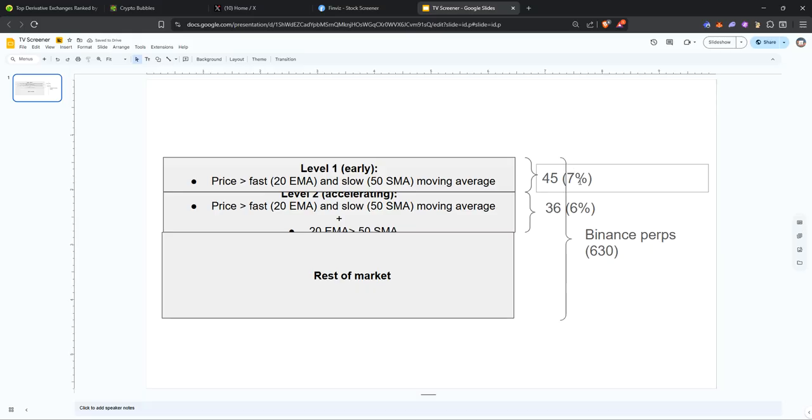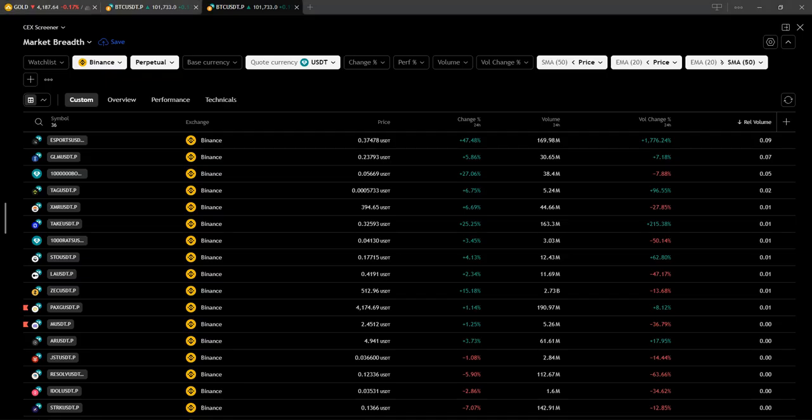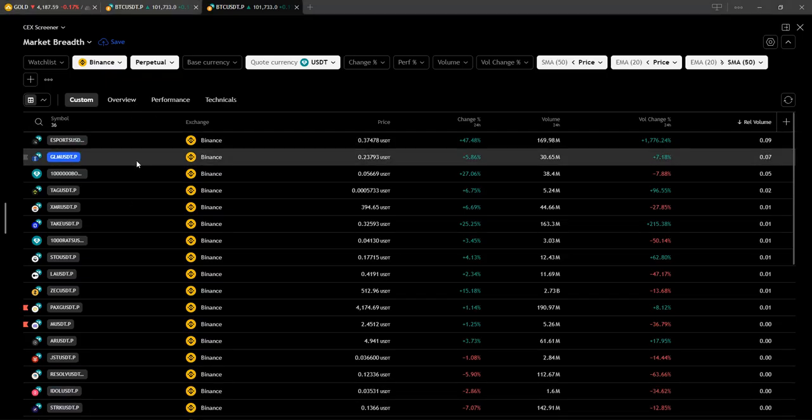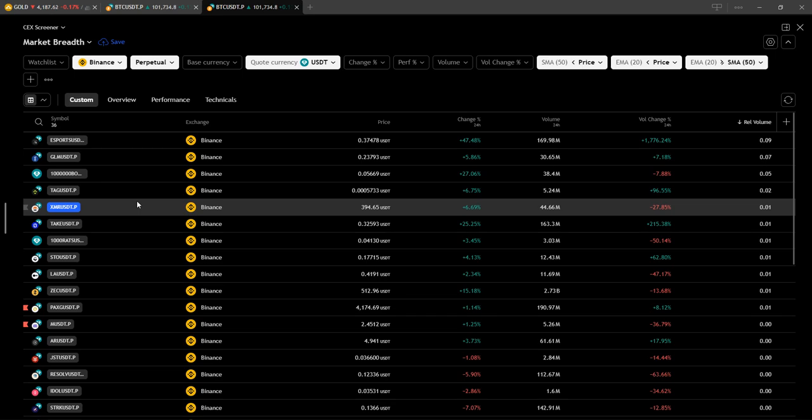So 6%, 7%. It's weak breadth, right? So clearly we're not anywhere near being in a risk on environment. We're very much in a risk off environment. But I hope you understand that's how I use the screener to understand current market conditions.